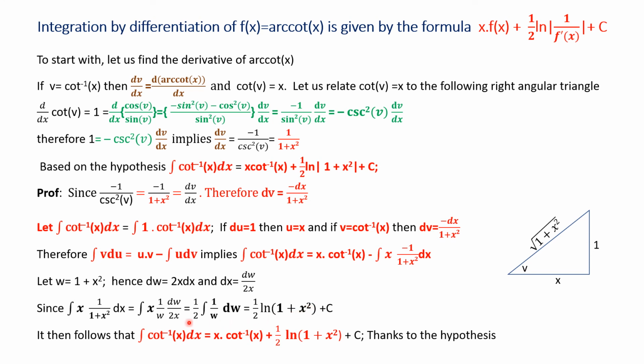Now, it then follows that integration of cot inverse of x dx equals x cot inverse of x plus half of ln of 1 plus x squared plus constant, which is consistent with the one that we reached by using our formula, thanks to the hypothesis which uses shortcuts.